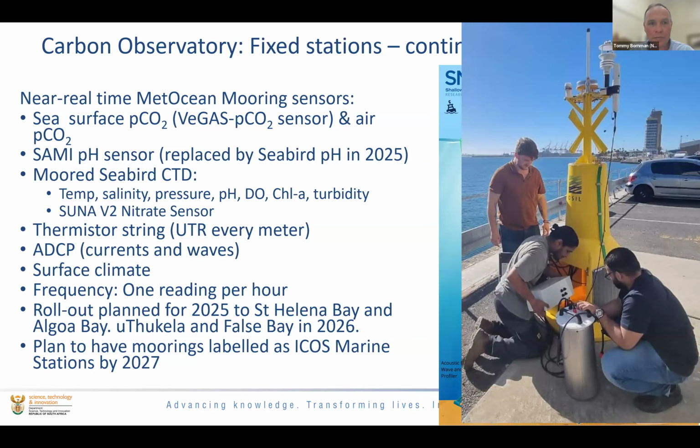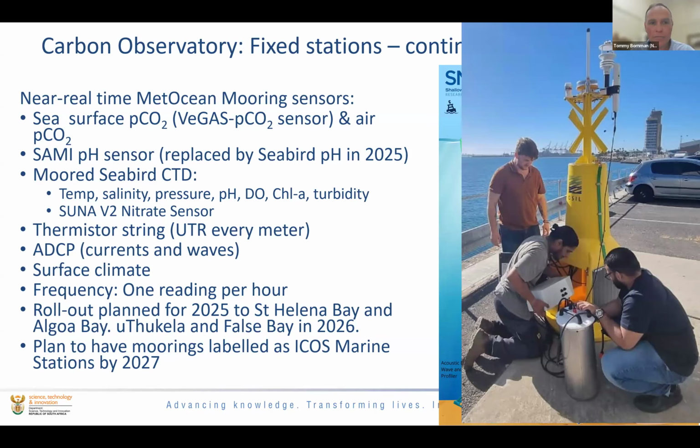And so these moorings will be equipped with a sea surface partial CO2 sensor, which will be a V-GAS pCO2 sensor developed by the CSIR and Sea Technology Services. And it will also have an intake in the air above the mooring, so we can do air-sea flux. At the moment, they were developed with a SAMI pH sensor, but we've just ordered the new Seabird pH sensors, and these will be incorporated into the moorings as we speak.